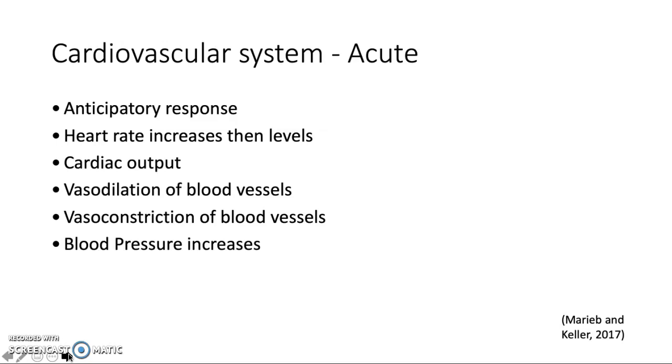Vasoconstriction of blood vessels to and from the digestive system. This is the liver and kidneys. Blood pressure increases and then levels off at a steady rate, just like the heart rate.